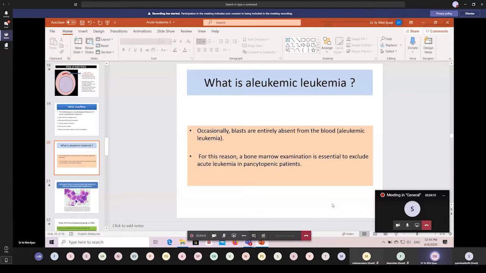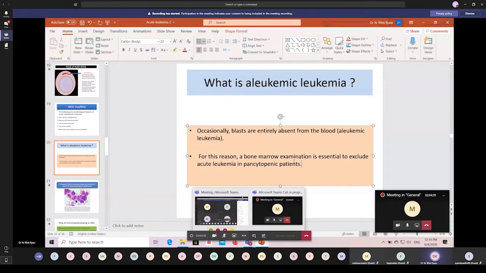Pancytopenia. Who can explain? It is a condition that occurs when a person has low counts for all three types of blood cells. Melissa, yes. Low counts for all three types of blood cells. All three types are reduced: RBC, WBC and platelets are reduced.